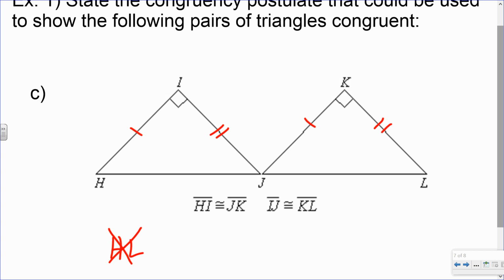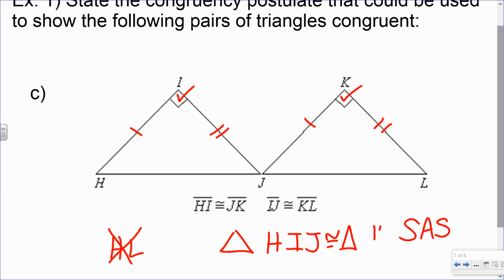So what will I use on this? Caleb? I will use SAS because right angles are also congruent angles. So those angles are congruent. So I would say triangle HIJ is congruent to triangle, and I'm going to put K in the middle. H to I is labeled the same as J to K, and I to J is the same as I to L. So we're ready to do a complete proof.